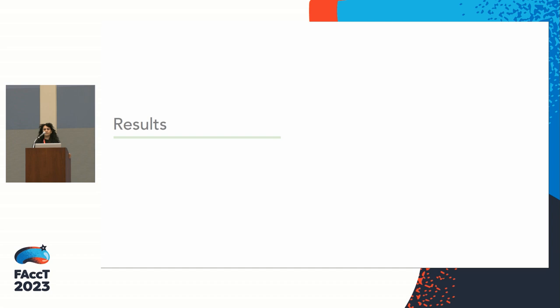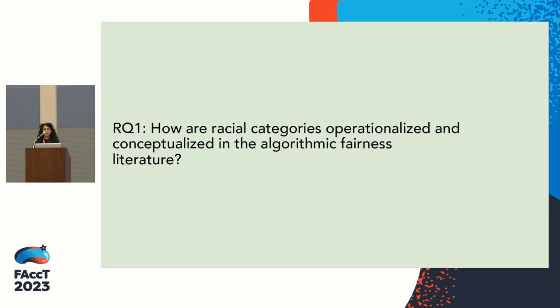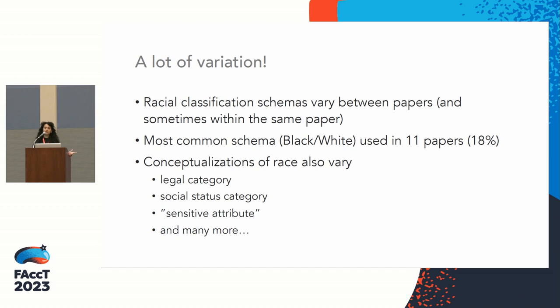And that brings us to our results. So going back to our first question, how are racial categories operationalized and conceptualized? Well, we find a lot of variation. Racial classification schemas vary between papers, but also sometimes even within the same paper. And even the most common schema, which is treating race as either black or white, is only used in about 18% of the papers that we looked at.